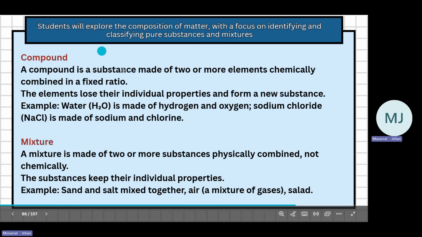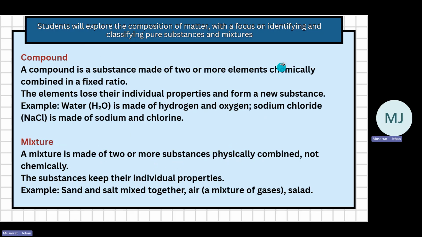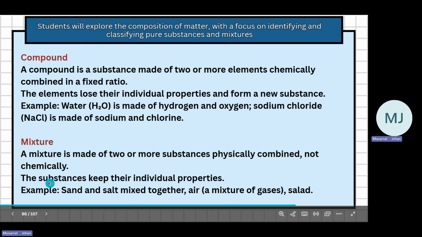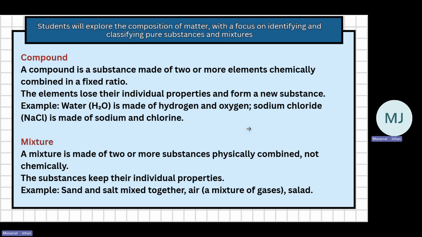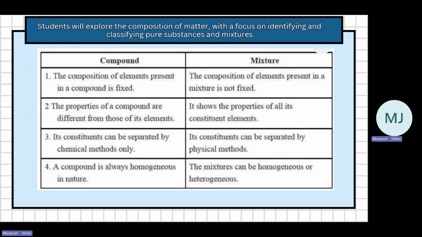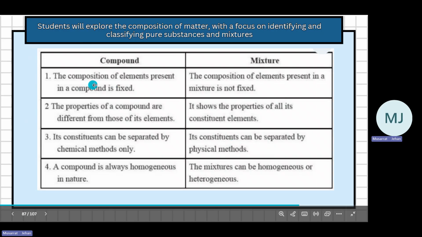Then what is a mixture? A mixture is also made up of two or more substances, but they are physically combined. Here they were chemically combined; in a mixture, physically combined, not chemically. The substances keep their properties. They are not losing their properties like in compounds, like sand and salt when you mix them together. Salad dressings, fruit salad, etc. These are the differences between compound and mixture.